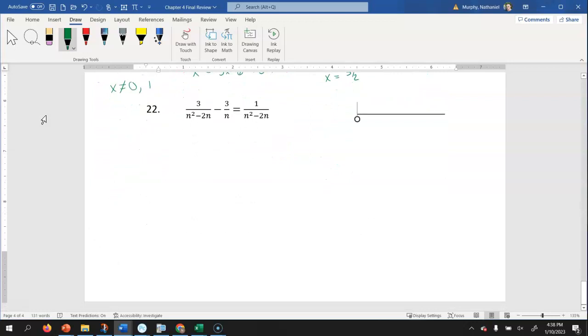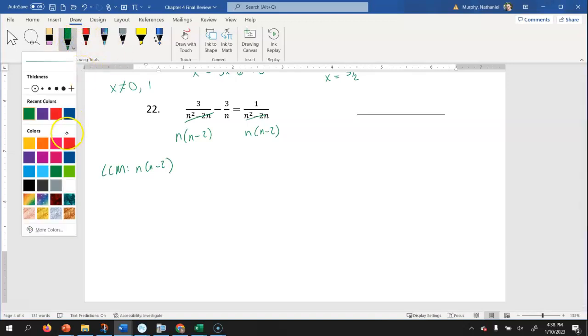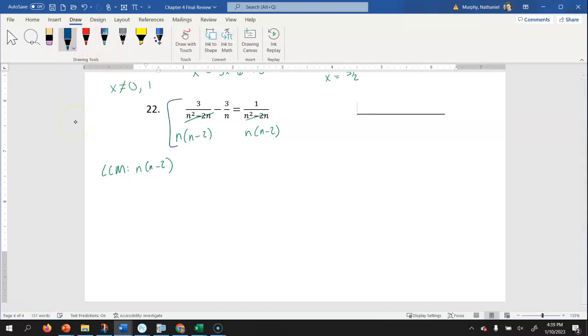All right, let's look at number 22. This is the last problem in this section. And so for this one, again, we're going to start by factoring out. We have an n that we can factor out, so we'll be left with n minus 2. Okay, so that's going to be my LCM. Remember, that's what we're going to multiply by. Multiply everything by n times n minus 2.